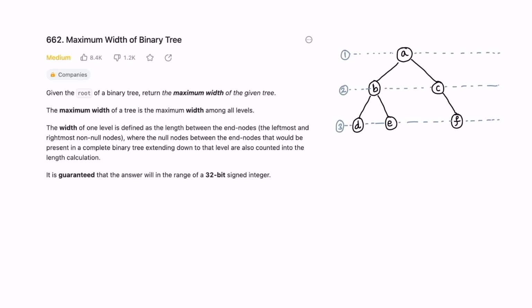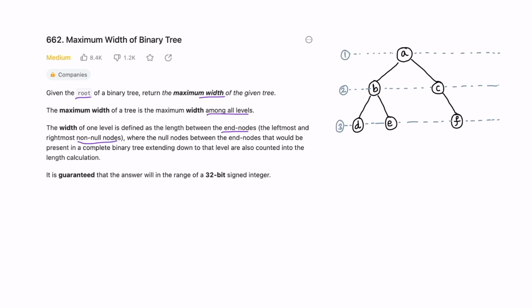Today we are solving maximum width of a binary tree. Given the root of a binary tree, we need to return the maximum width of the given tree among all the levels, where the width of one level is defined as the length between the end nodes, where these end nodes have to be non-null nodes.